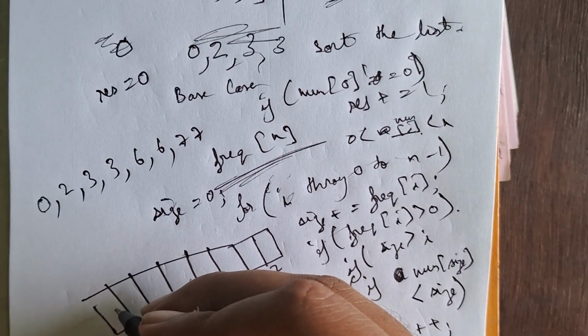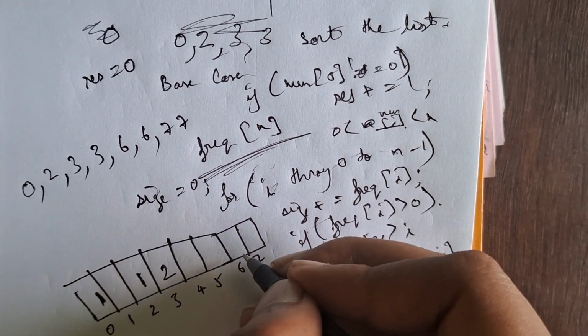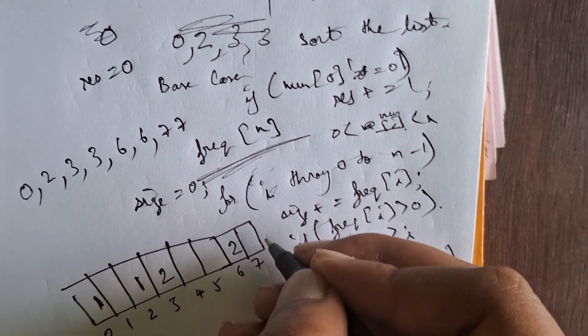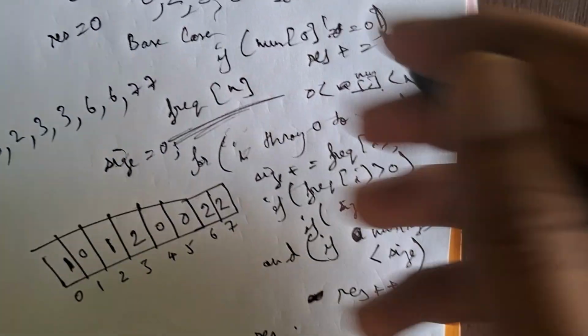So how many zeros are there? There is 1 zero, 1 two, 2 threes, 2 sixes, 2 sevens, right? And the rest is 0. So this is how the frequency array looks.